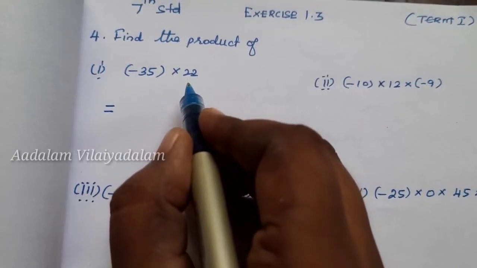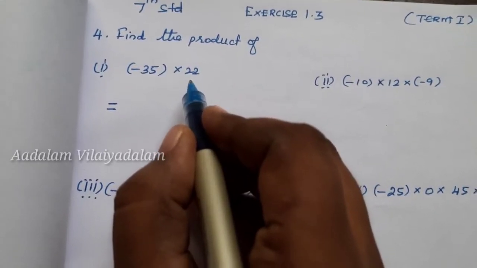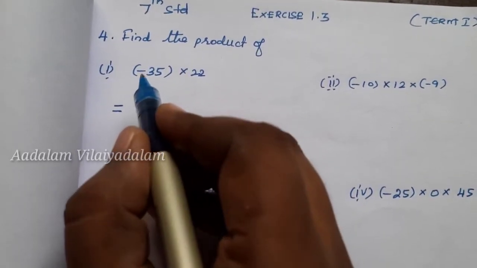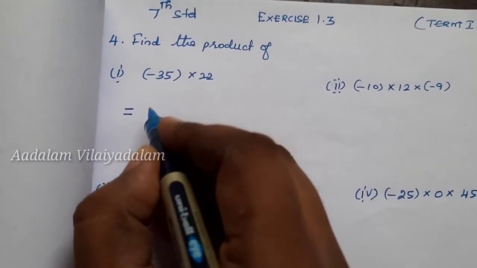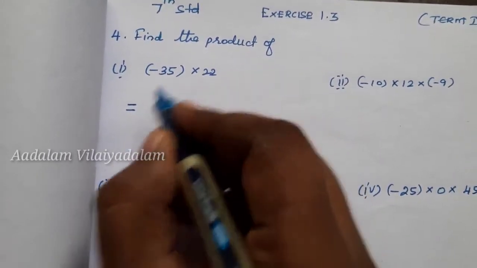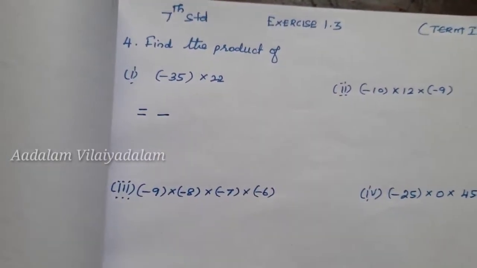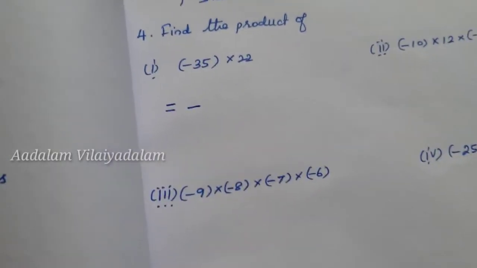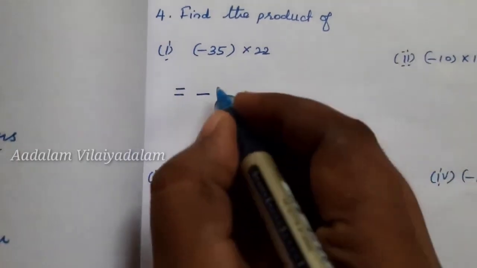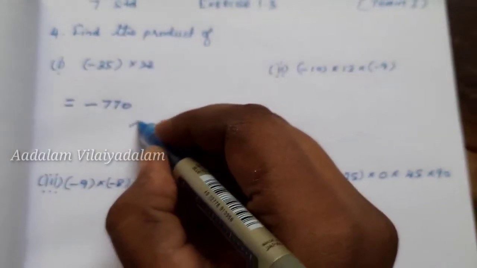So you have to take it as positive. If the sign is not given, it is positive. If the sign is given, it is negative. Then you multiply the signs. Minus into plus, we will get minus. And 35 into 22 is what we get. If we do the product, you will get 770.